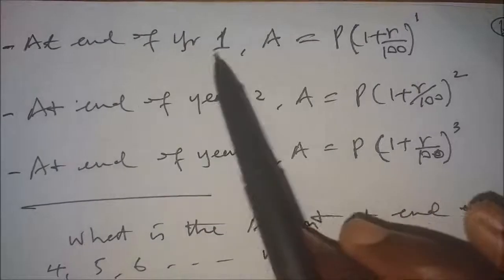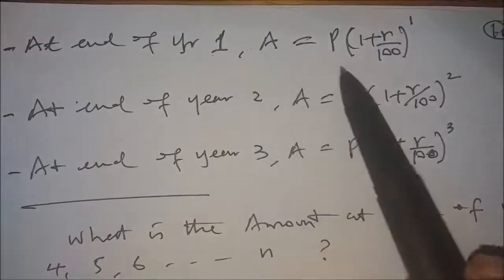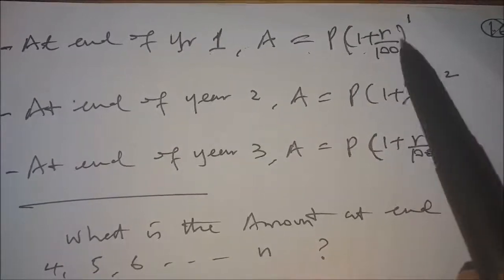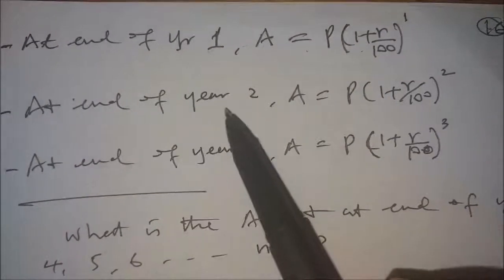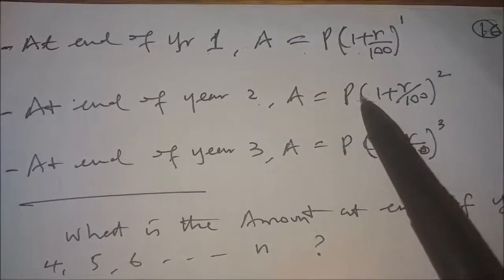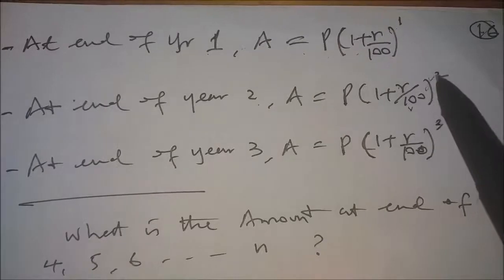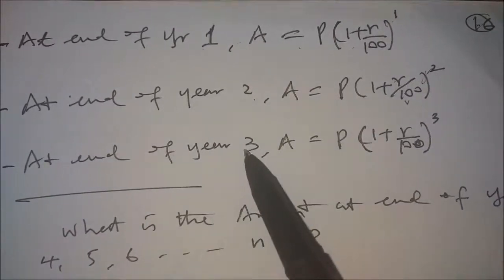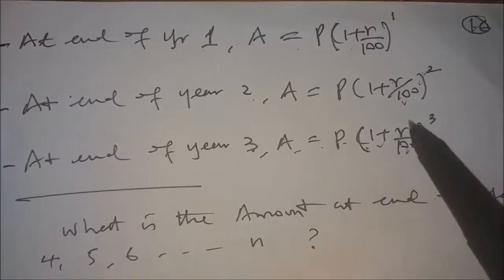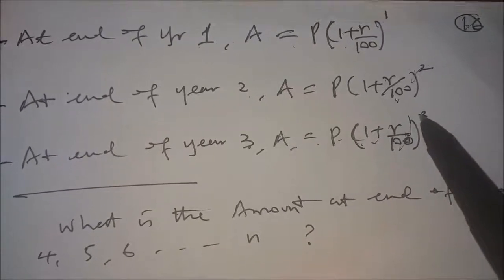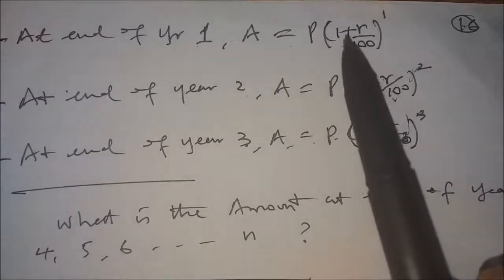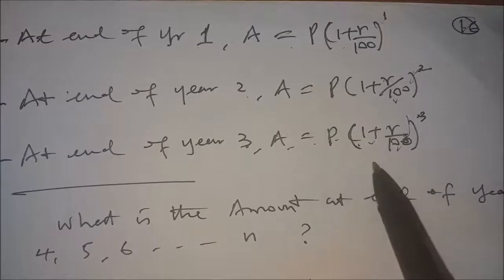At the end of year 1 or interest period 1, the amount is this one here, P into 1 plus R over 100 power 1. At the end of interest period 2, the amount is P into 1 plus R over 100 to the power 2. At the end of year 3 or interest period 3, the amount is P into 1 plus R over 100 to the power 3. Look at these expressions. Are you seeing some pattern or some trend?